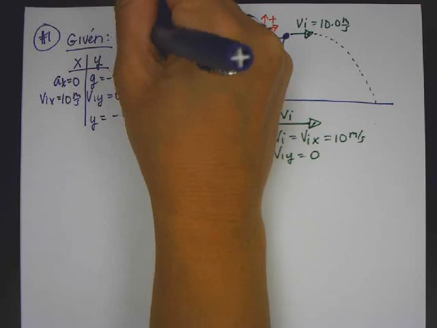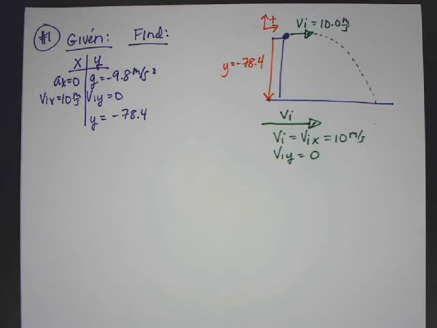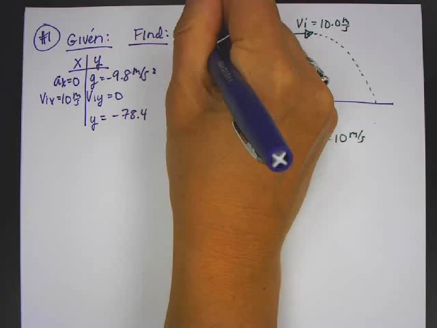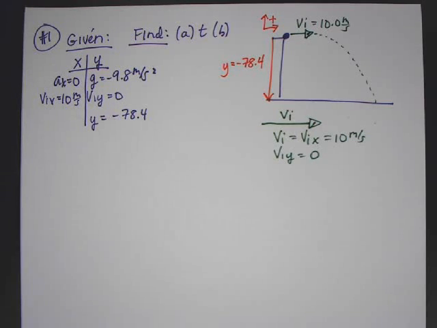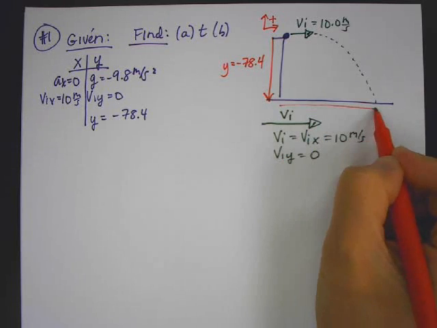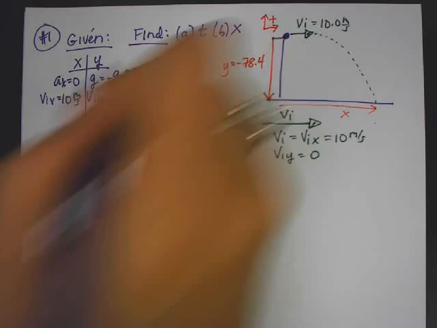So it says, find A, how long does it take the stone to reach the bottom of the cliff? So I want to find the time. And B, how far from the base of the cliff does the stone strike the ground? So from the base of the cliff, that's this, which is x. So I want to find x.